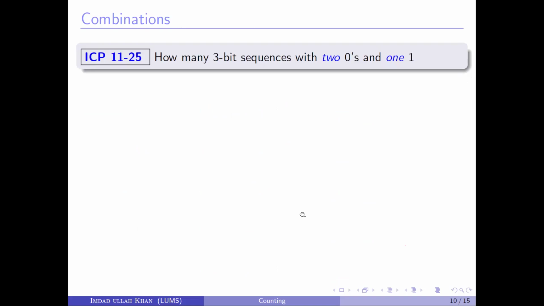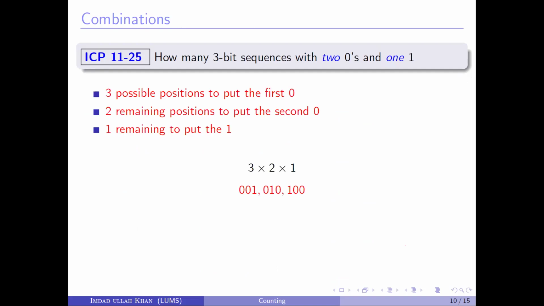Focus on the in-class problem, take a pause. How many 3-bit sequences have 2 zeros and 1 one? One crude way of doing things, as we have been doing, could be that there are 3 possible positions. We can try it using our conventional way of doing things, which we have been using in our previous class as well. So let's say we have three placeholders.